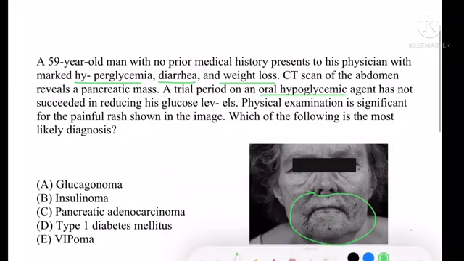Okay, so we will go for the answer. The answer to this question is glucagonoma.